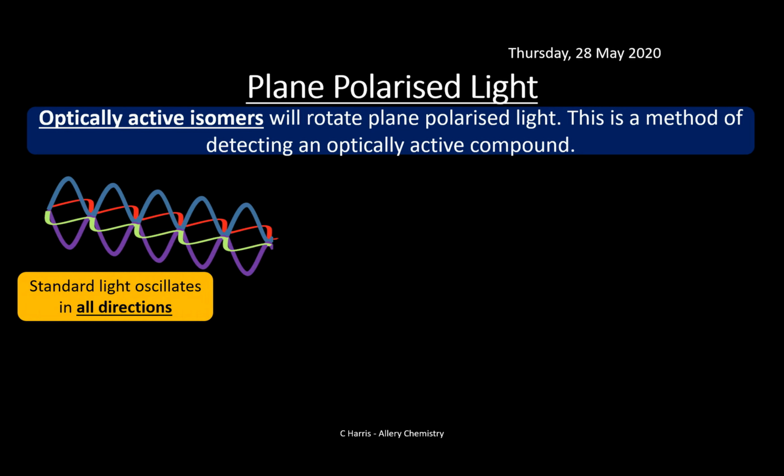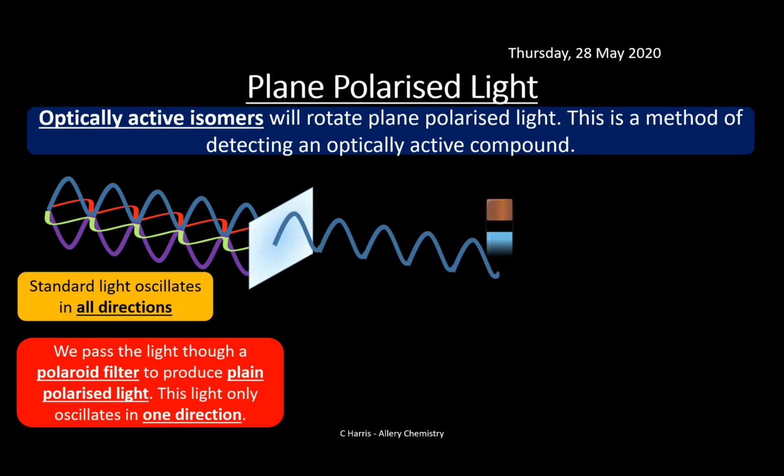So standard light, normal white light that comes through the window, like that's literally towards me now, this standard white light oscillates in all directions, and so I've put all the waves on there showing that they oscillate in various different ways. Now what we can do is place a Polaroid filter in front of that.